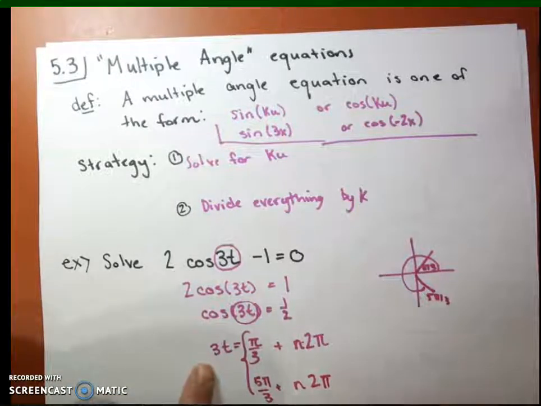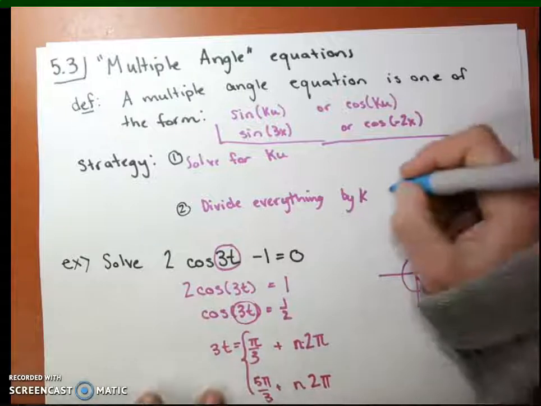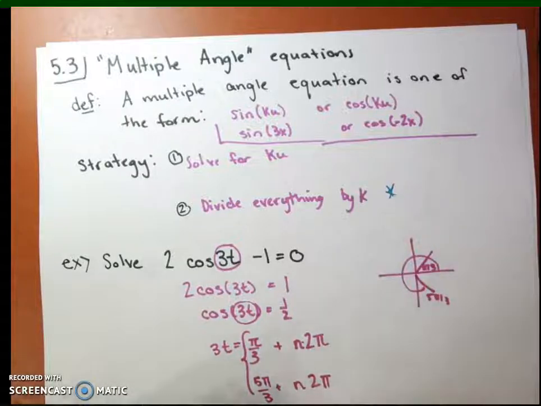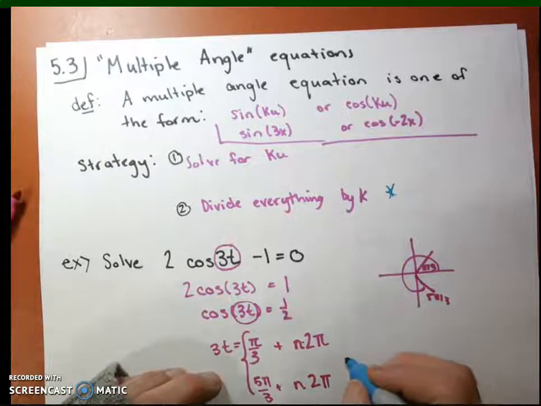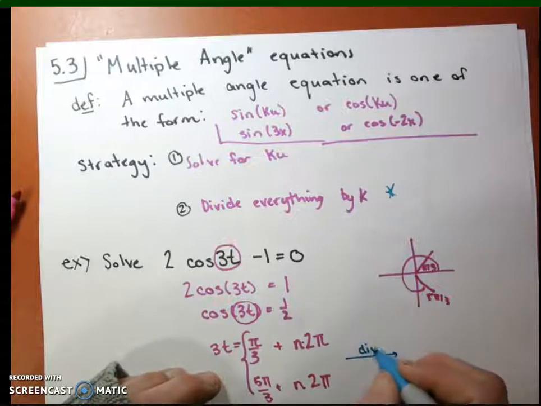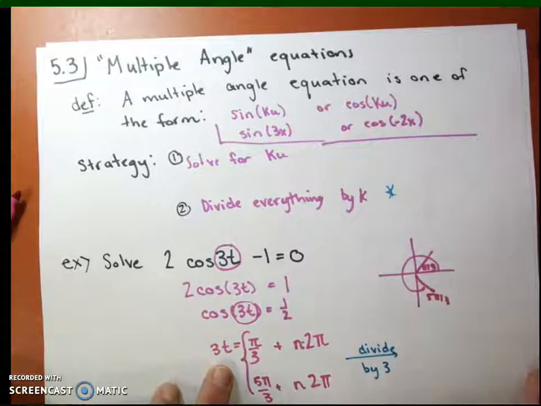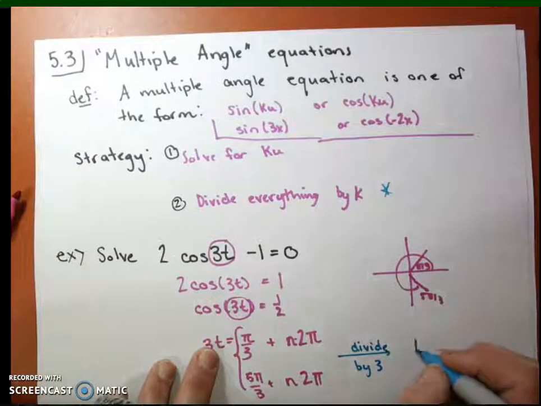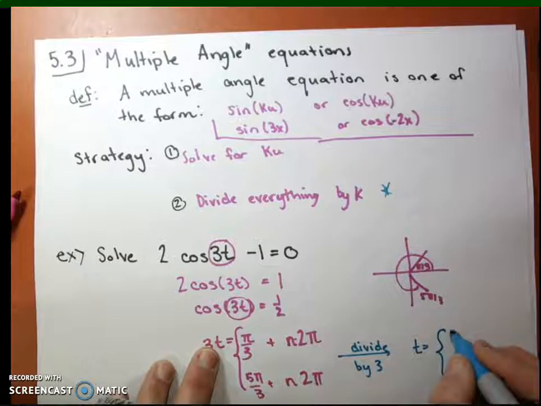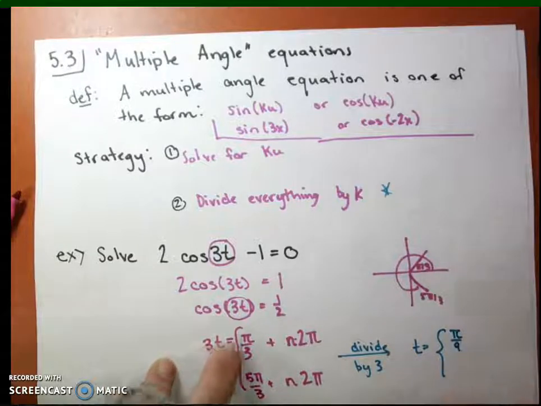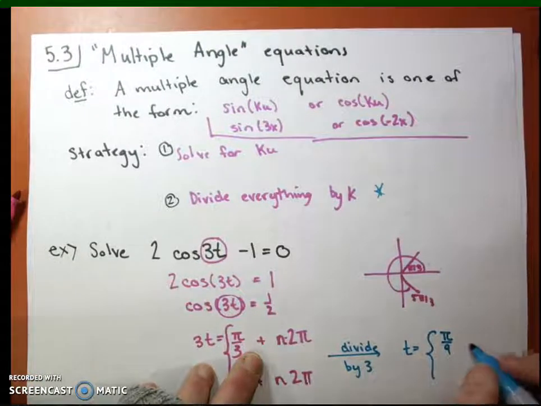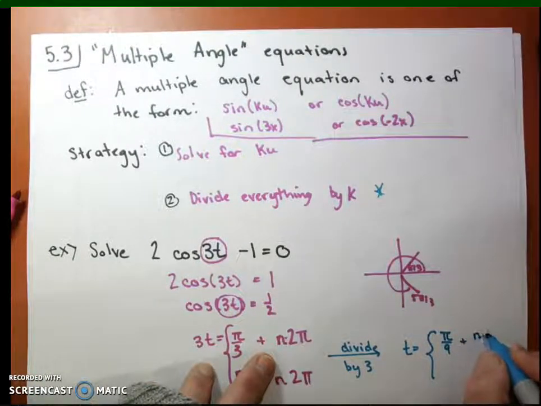But now I have to do this second step, divide everything through by this constant. So I divide by 3 to now get t by itself. So I get t equals pi over 9, because when I divide pi over 3 by 3, I get pi over 9, plus n times 2 pi divided by 3.